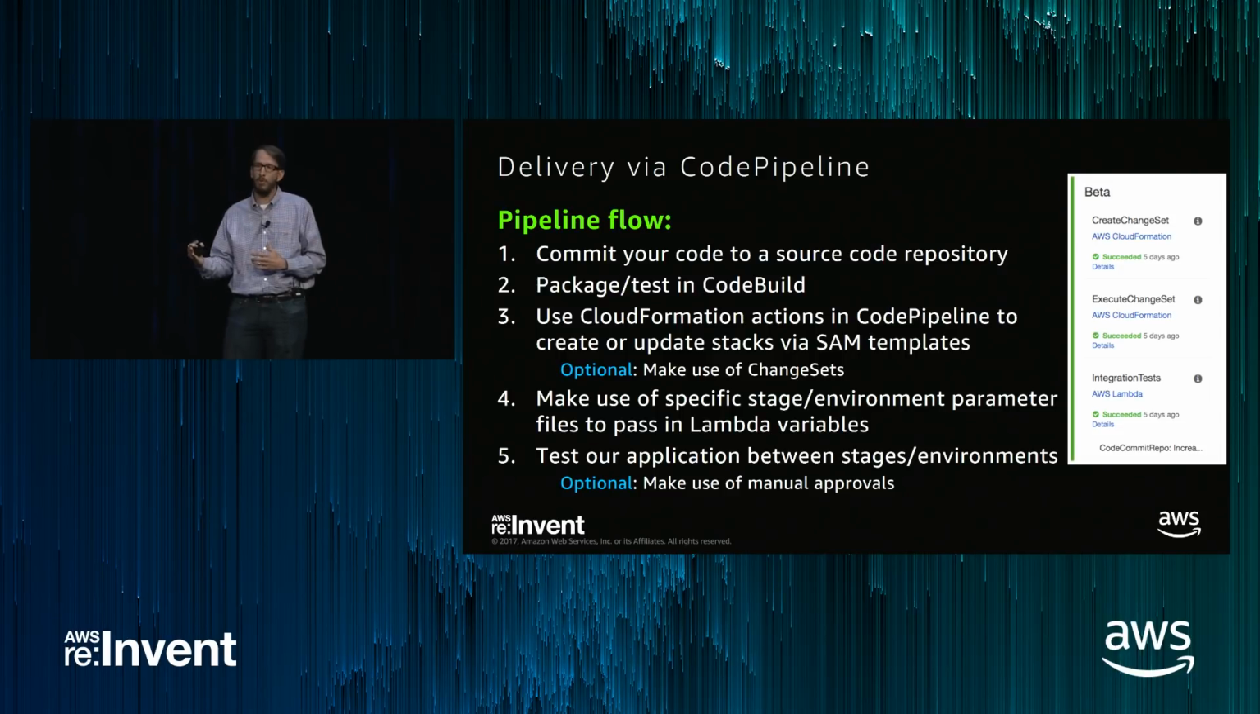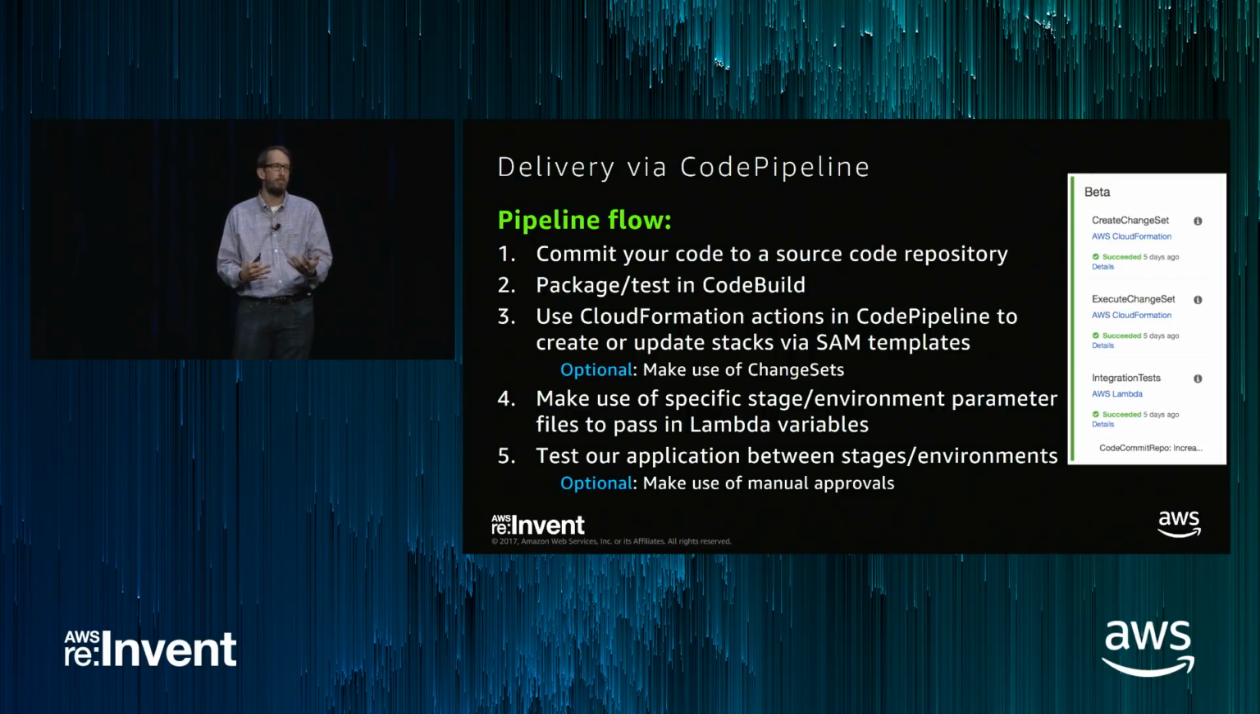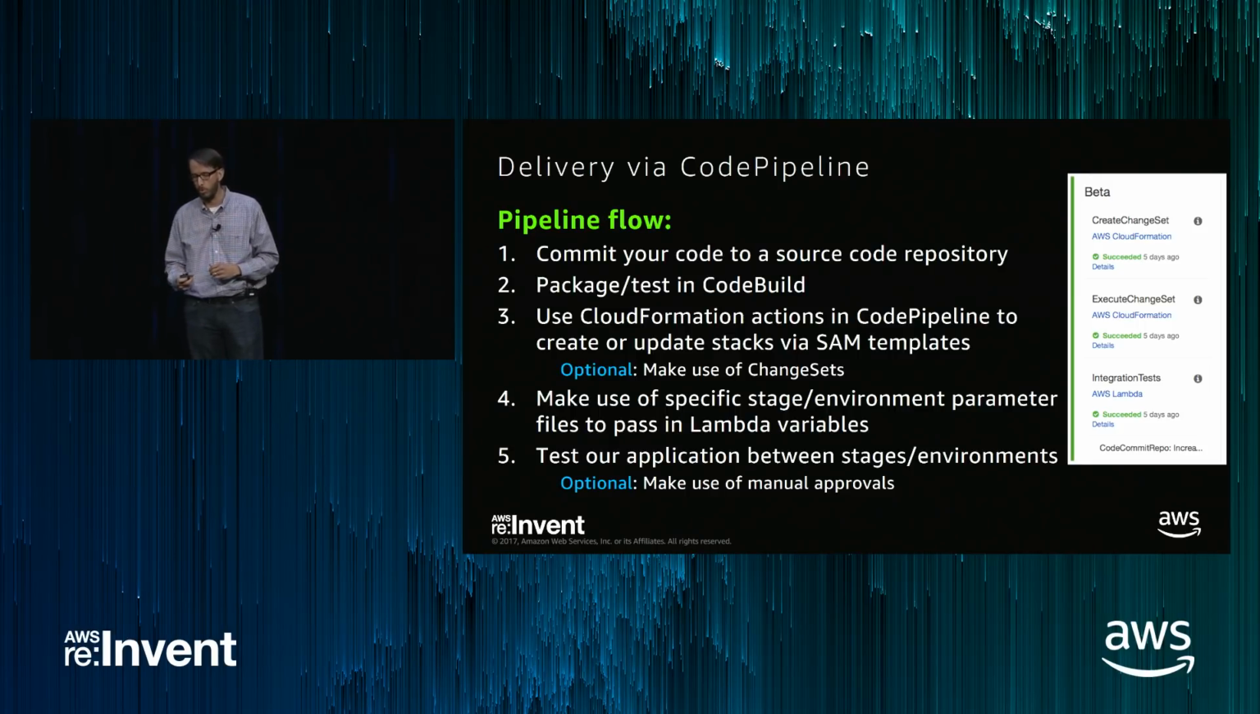And you can leverage Code Pipeline to deploy to multiple environments. So if, for example, you want to do some testing in a development environment, and then if tests pass, automatically deploy into a staging environment, and then potentially have a manual approval if tests pass there before it goes into production, all of those types of scenarios are supported with Code Pipeline.